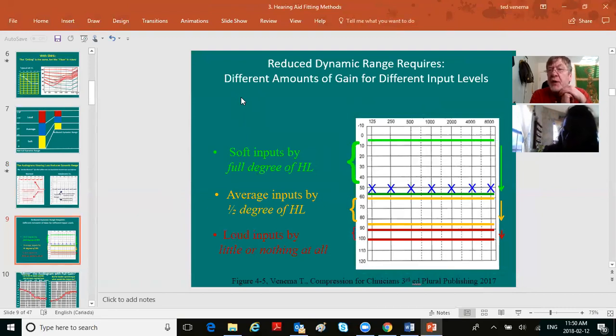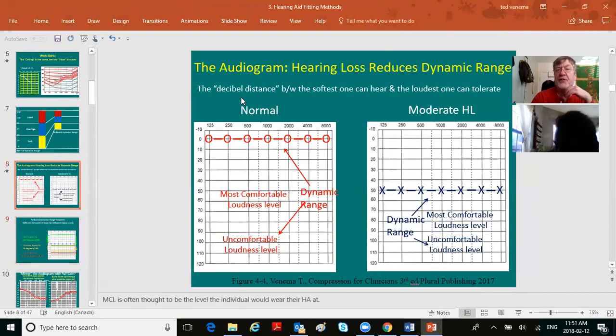Reduced dynamic range requires different amount of gain for different input levels. Soft inputs, you want to amplify by the full degree of the hearing loss. Average inputs, you want to amplify by half the degree of the hearing loss. And loud inputs, you want to amplify by little or nothing at all. Same story as is told here.